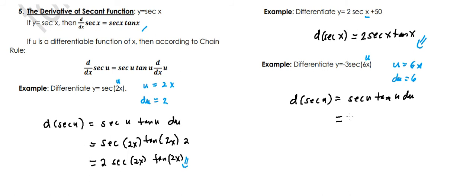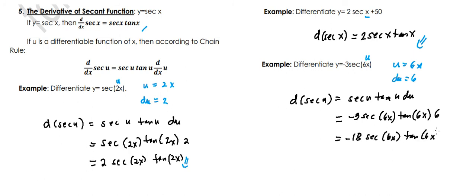So, we put here negative 3. And, we copy the secant. Our u is 6x. And then, tangent u, our u here is also 6x. And, the derivative of u is 6. Now, let's write it. And we have 6 times negative 3, for the constants, is negative 18. So, negative 18 secant 6x tangent 6x. Okay?